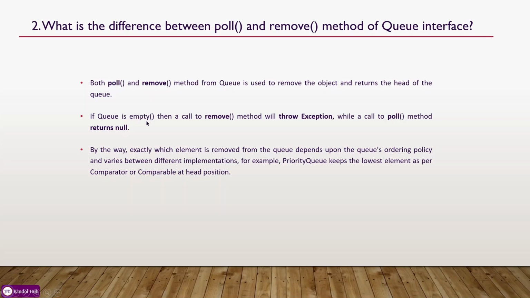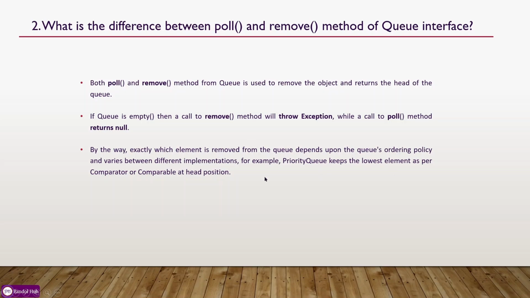If the queue is empty, then a call to remove method will throw an exception, while a call to poll method returns null. So in the case where you have an empty queue with no elements, when you use the remove method, it will throw an exception, whereas the poll method is going to return null without throwing an exception for you. By the way, exactly which element is removed from the queue depends upon the queue's ordering policy and varies between different implementations. For example, priority queue keeps the lowest element as per comparator or comparable at the head position.